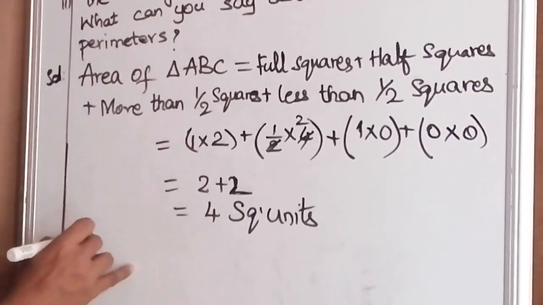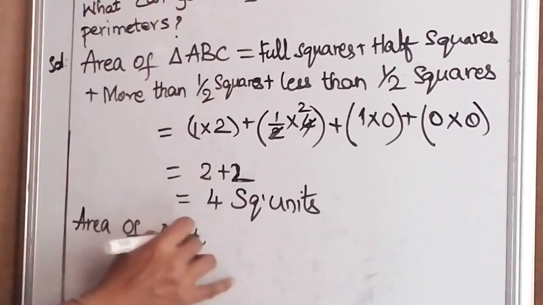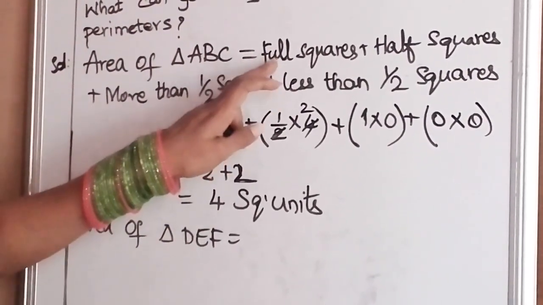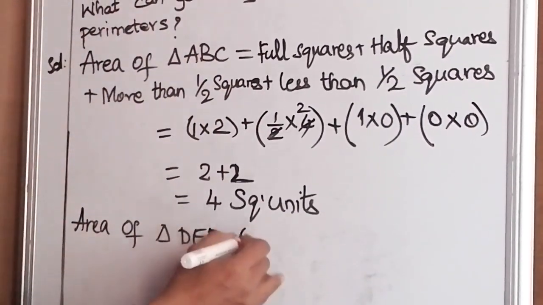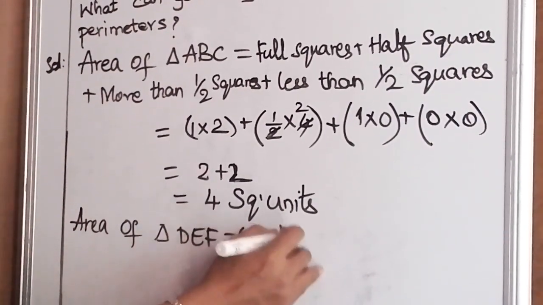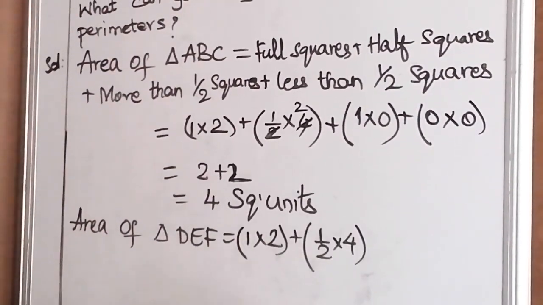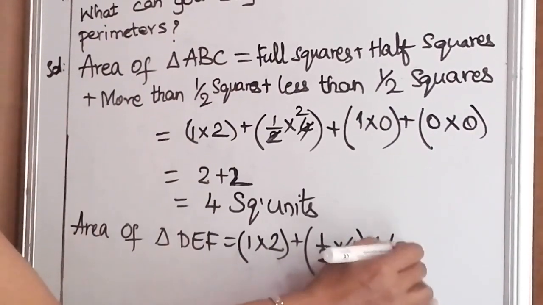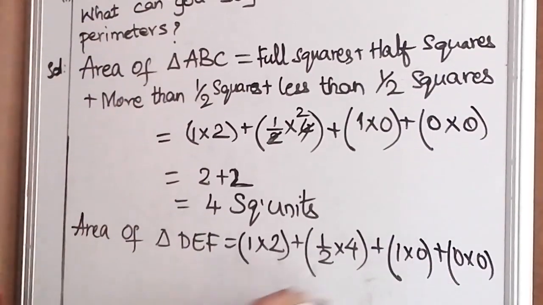Now let us check for the area of triangle DEF. Triangle DEF. Now no need of writing this formula because you already know the formula. We are just going to count and write. So full squares, how many are there? 2 full squares. Plus how many half squares are there? 4 half squares. Plus how many more than half squares are there? 0. How many less than half squares are there? 0.